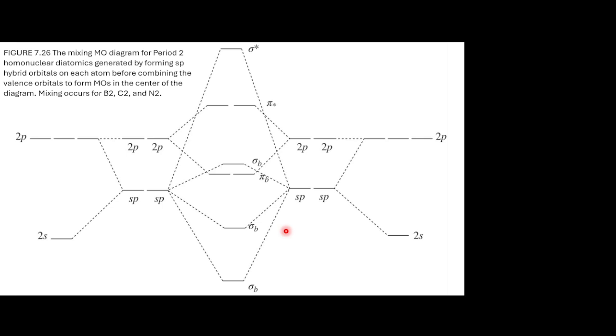Okay, so this is a mixing molecular orbital diagram. This is for a period 2 homonuclear, same on both sides, diatomic. We're going to generate this with sp hybrid orbitals on each atom, and we're going to do that before combining the valence orbitals to form molecular orbitals. And so mixing typically occurs on B2, C2, and N2. Those are some of the most important ones that would cause mixing. And that's where you'd see this molecular orbital diagram right here. So that's B2, C2, and N2.